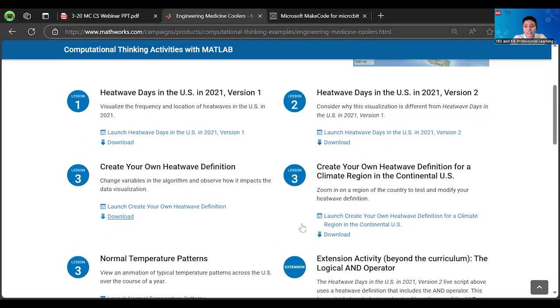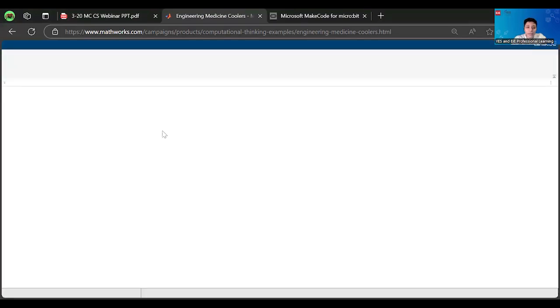All right, and so once they're in lesson 3, they can create their own definition of a specific region. And once they're in there, they can choose different variables. So the variables are very similar to what you had seen in the first 2 modules here.